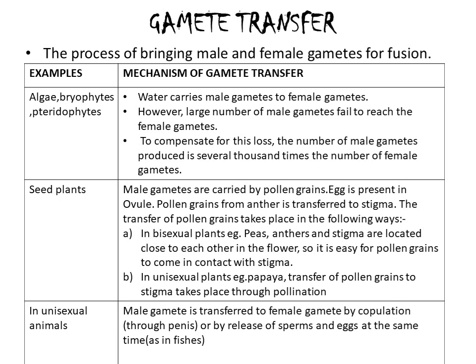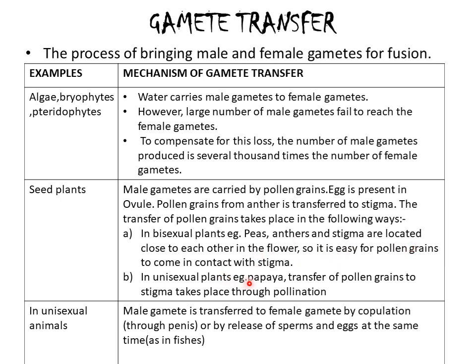Egg is present in the ovule. Pollen grains from the anther are transferred to the stigma. The transfer of pollen grains takes place in the following ways. In bisexual plants, for example peas, anthers and stigma are located close to each other in the flower. So it is easy for pollen grains to come in contact with the stigma.